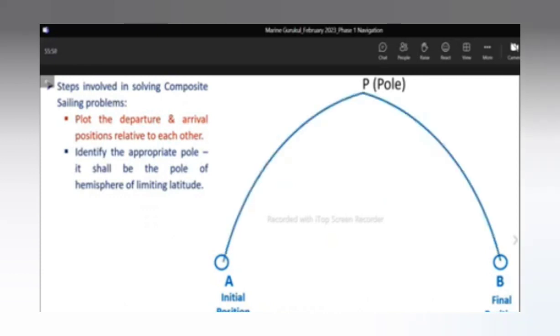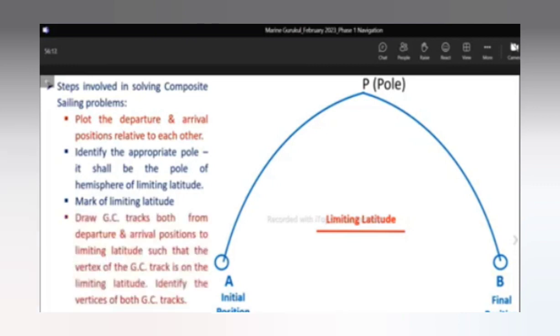Then we draw the meridians of A and B. Now, if it was a GC problem, we would have drawn the GC track from A to B, but in this case, we will mark off the limiting latitude. And the red one in the diagram is now the limiting latitude. Next we draw a GC track passing through A with its vertex in the limiting latitude, the way the green track has been drawn. And here is the vertex of this track, V1.